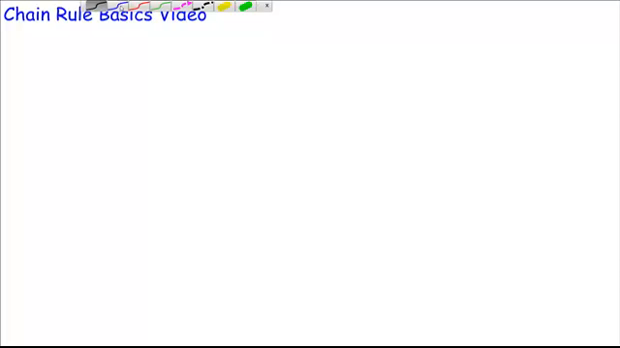Now the chain rule goes by several names. I call it the chain rule. Others call it the onion rule. And some even call it the inside-outside rule. But the basics say this.